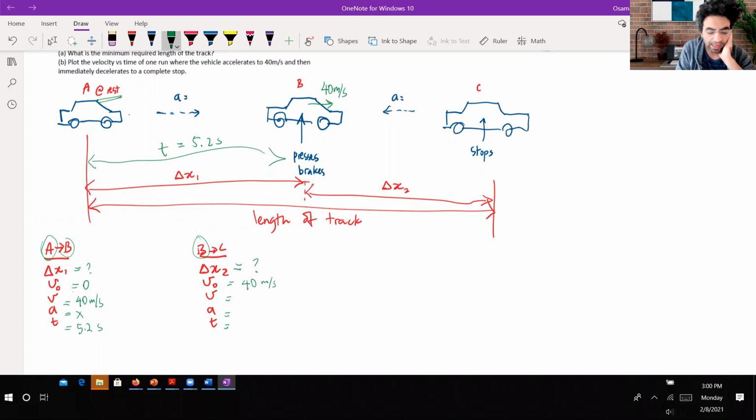Point C is at the end of the segment. And for that, the final velocity of the segment would be at point C. And that's where it stops. So the velocity in this case would be exactly 0 because it stops.